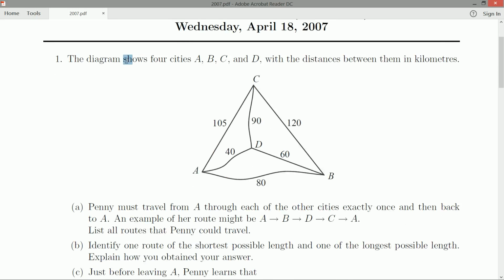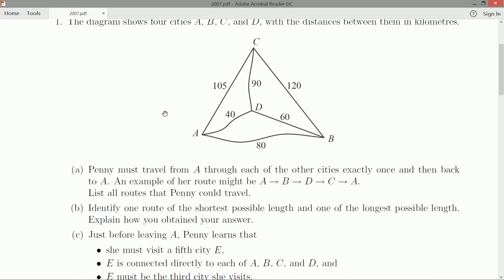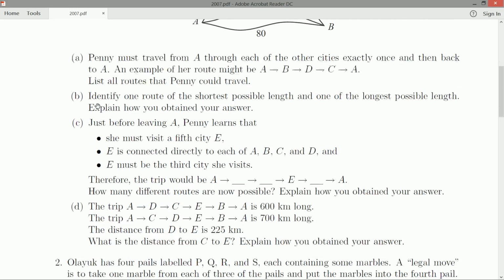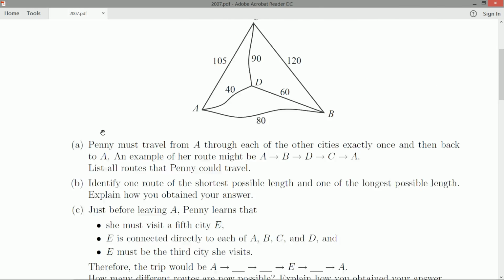The diagram shows 4 cities, A, B, C, and D, with the distances between them in kilometers. Okay. So 105. None of the numbers here are particularly popping out at me. I wonder why we have squiggly lines instead of just straight lines, but I guess that gives the diagram a little more character. Anyway, so we got 4 parts here.